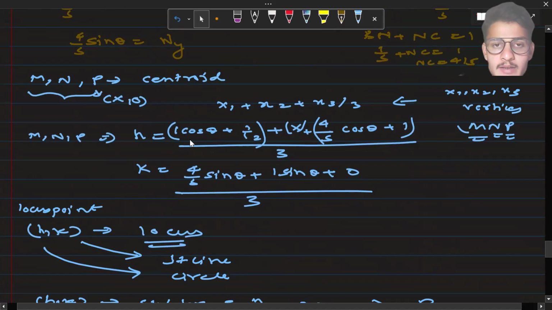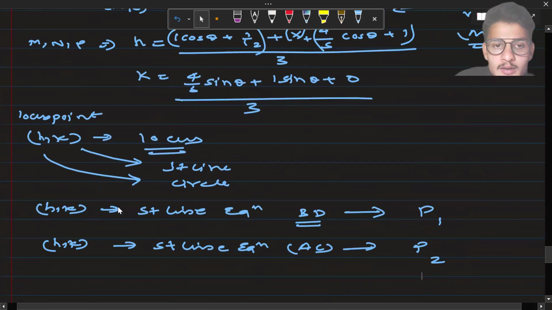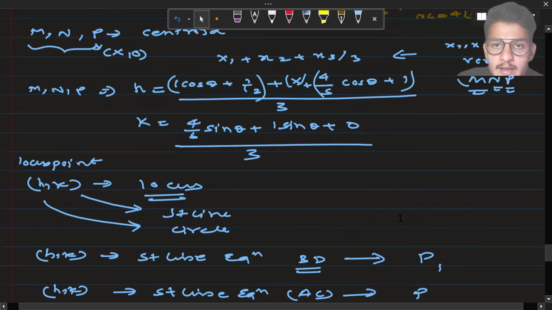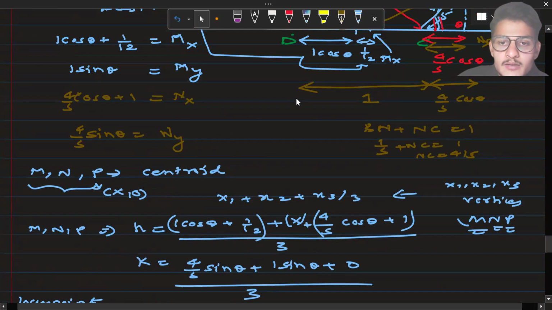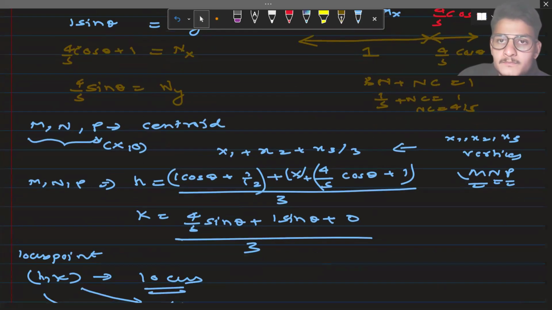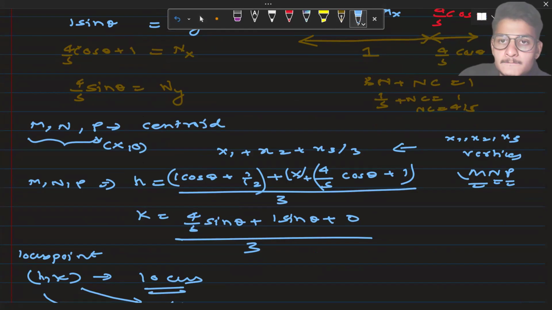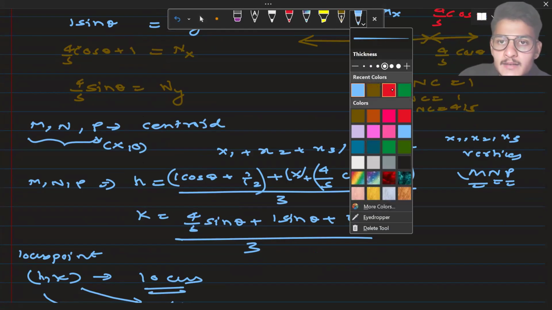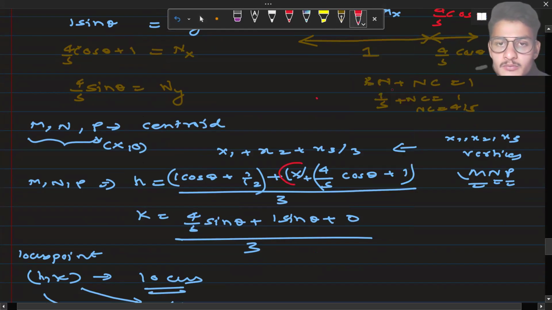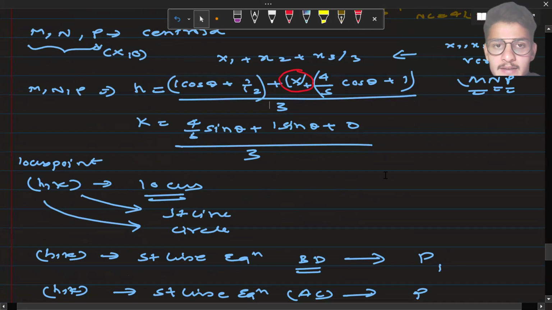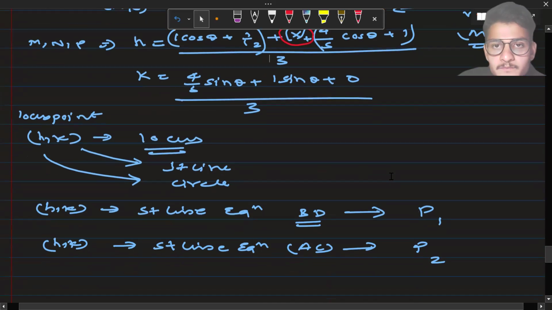We have received the h and k, and now we will put them into the straight line equation BD and straight line equation AC to get the p coordinates, which is x. We need to find this x. It's a hard problem of the advanced level, so it requires a little patience as well as endurance. This x needs to be received.